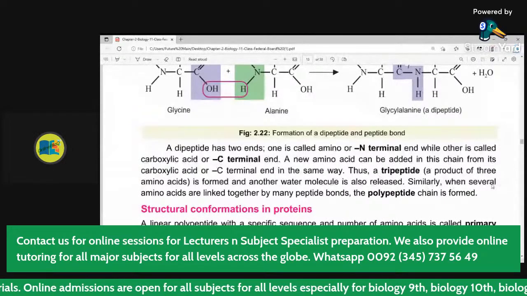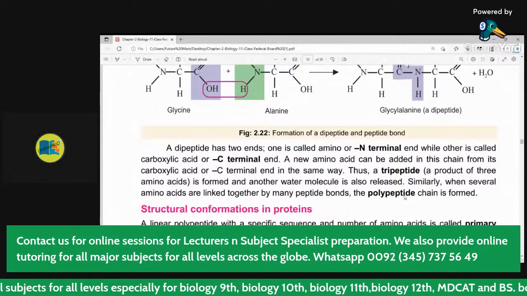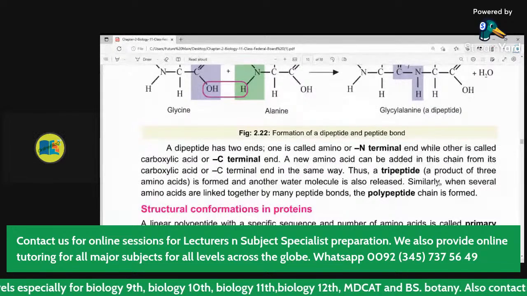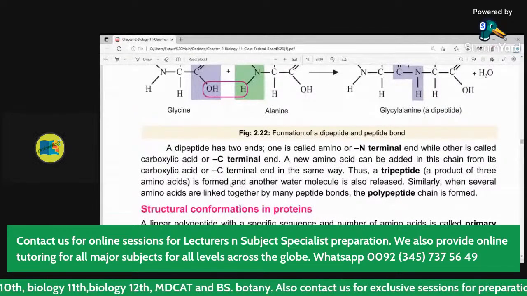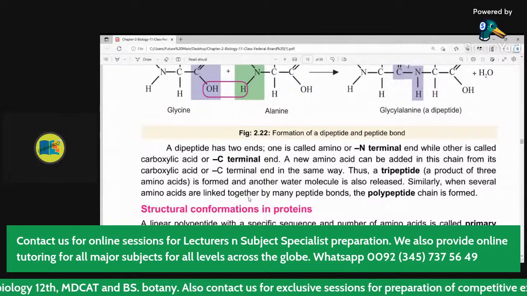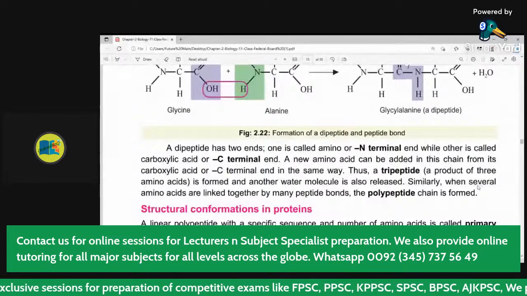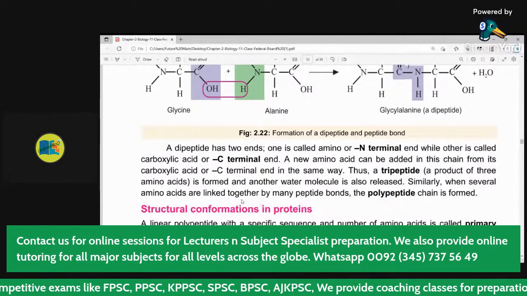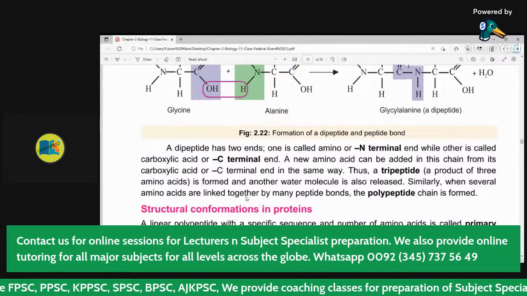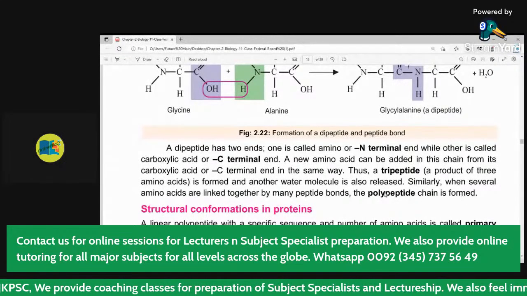Similarly, when several amino acids, meaning many, are linked together by many peptide bonds, the polypeptide chain is formed.